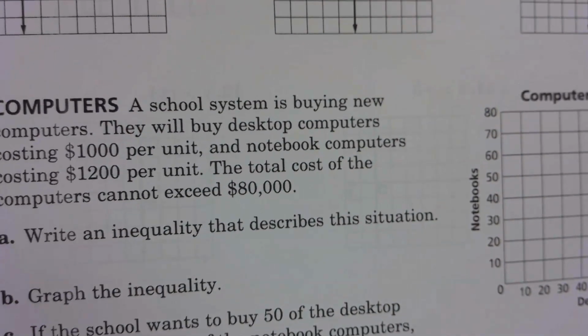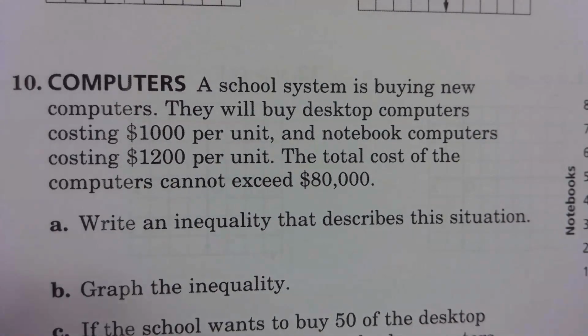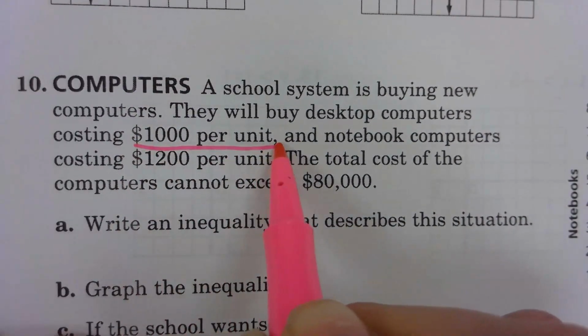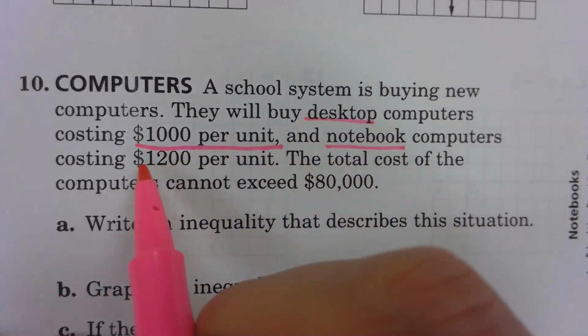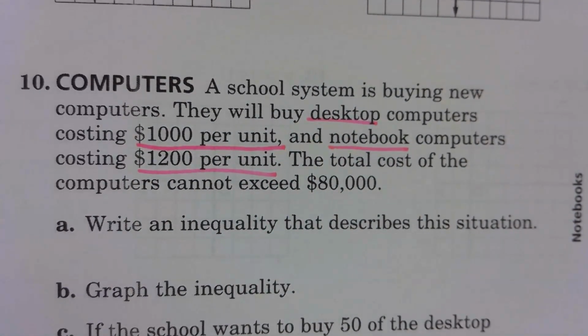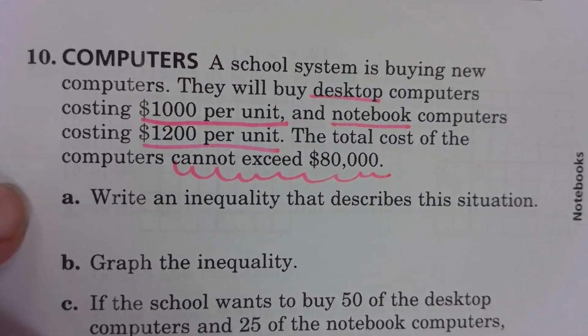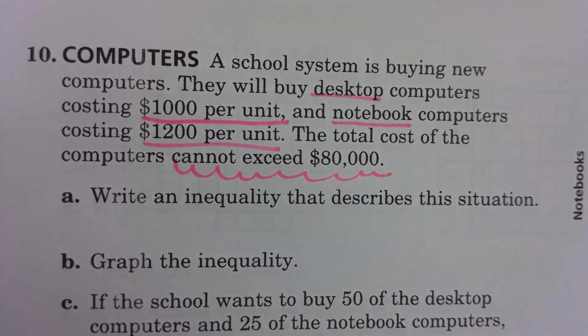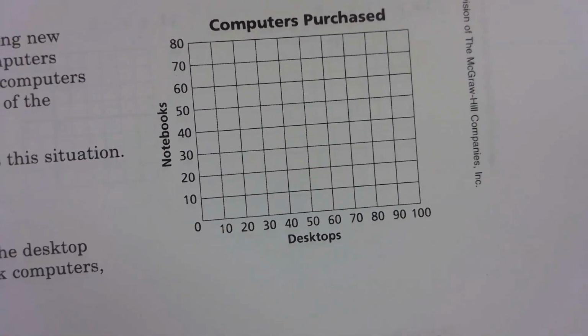So, a school system is buying new computers. They buy desktop computers costing $1,000 per unit and notebook computers costing $1,200 per unit. The total cost the district can spend on computers cannot exceed $80,000. Decide what variable goes with what.